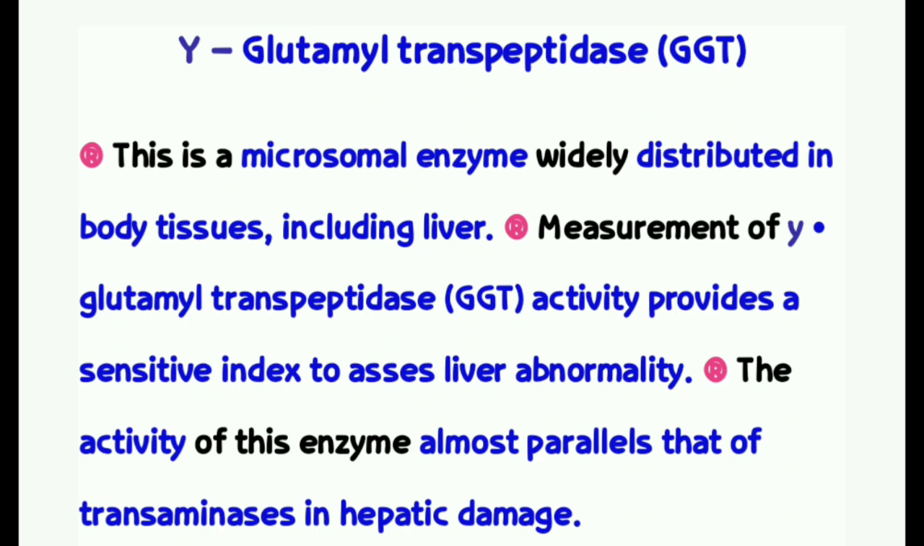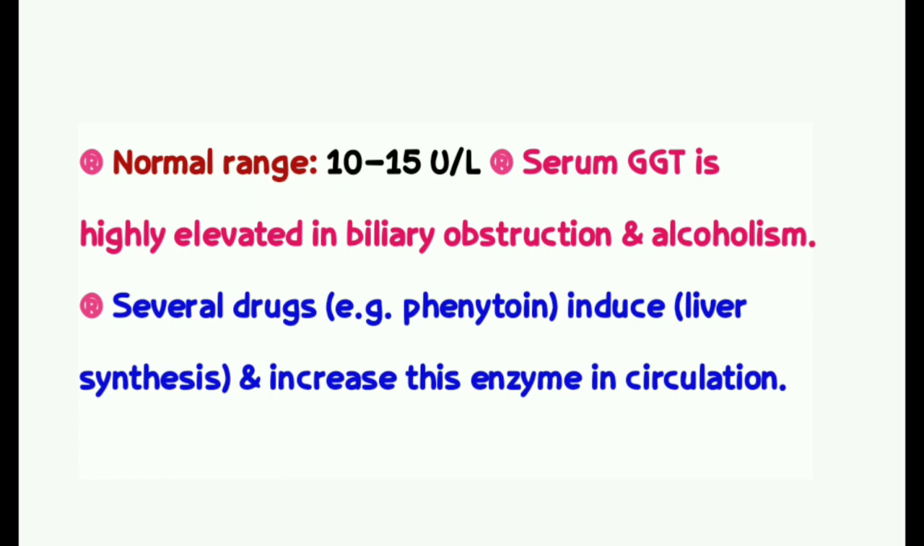This is a microsomal enzyme known as gamma-glutamyl transpeptidase, widely distributed in body tissues including the liver. Measurement of gamma-glutamyl transpeptidase activity provides a sensitive index to assess liver abnormality. The activity of this enzyme almost parallels that of transaminase in hepatic damage. Normal range 10 to 15 units per liter.